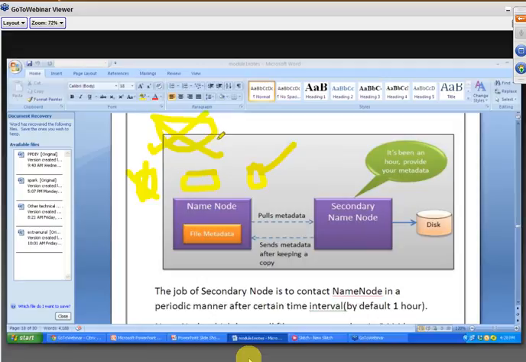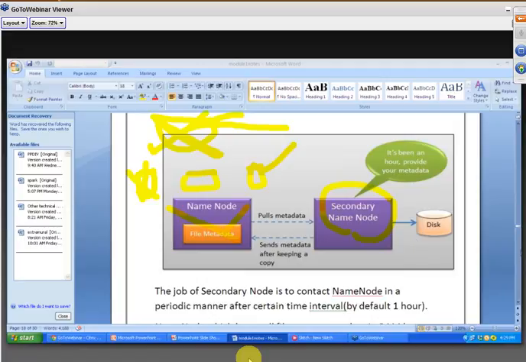Name node is storing the metadata. What is metadata? Data about data. If metadata is lost, my God, it will be a big issue for us. That is why the secondary name node, what will it do? Every 1 hour it will connect to the name node and take the metadata information. So here also there is fault tolerance. If name node is not working, we can get the metadata information from the secondary name node, right?